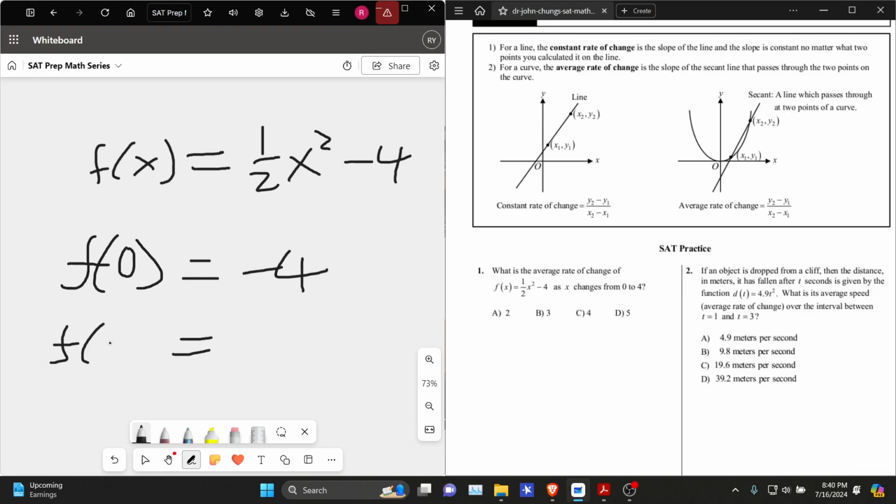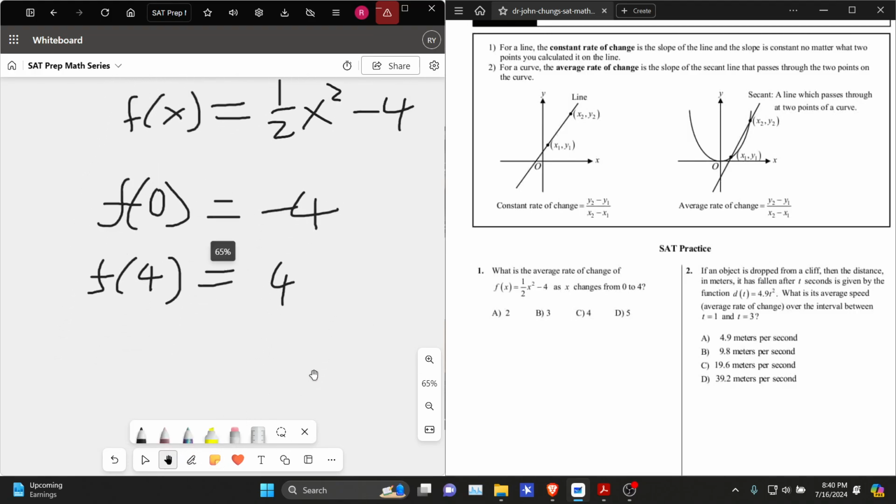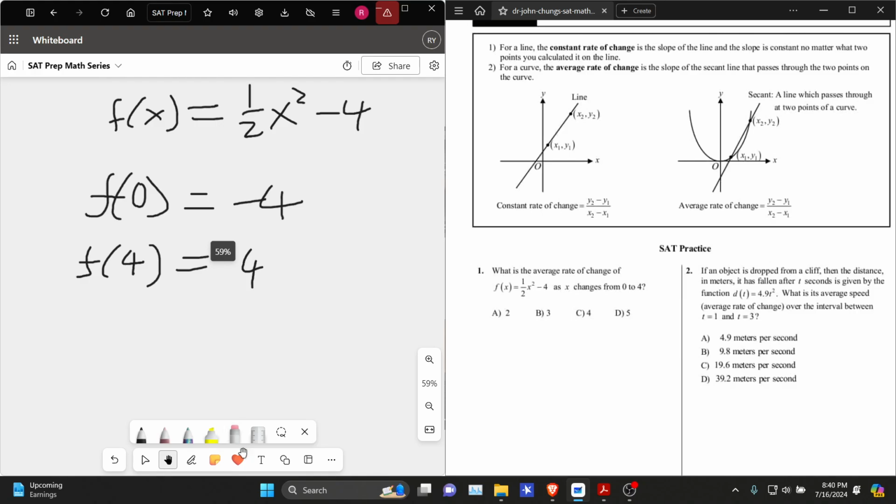So when we plug them in, we get these values. And with these values, we have these 2 points. So we have 0 and negative 4, that's one of the points, and the other point would be 4 and 4.